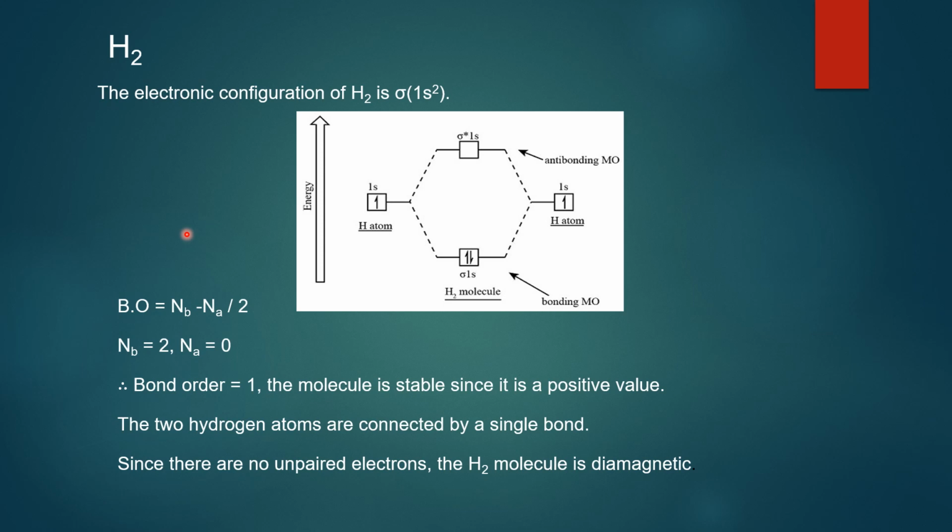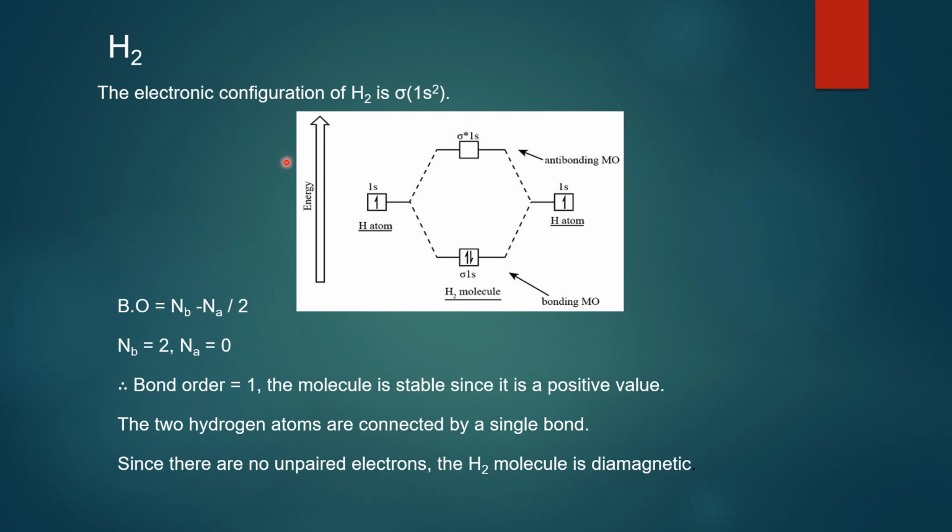Let us come to our example, the hydrogen molecule. Here you can look at the picture: two hydrogen atoms. These are two 1s atomic orbitals. When you overlap the two 1s atomic orbitals of the two hydrogen atoms, we get two molecular orbitals. This one is a bonding molecular orbital. The one above is the anti-bonding molecular orbital. They are termed sigma 1s bonding molecular orbital and sigma star 1s anti-bonding molecular orbital.